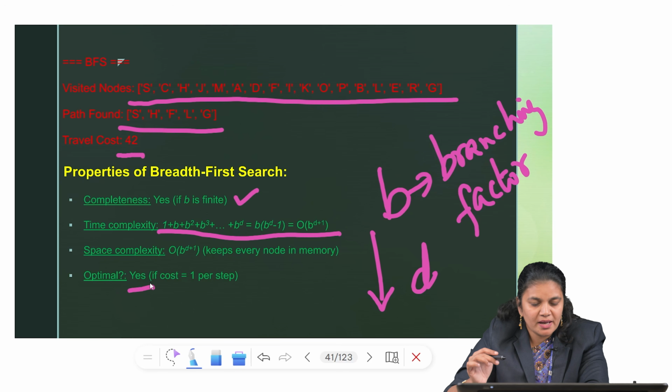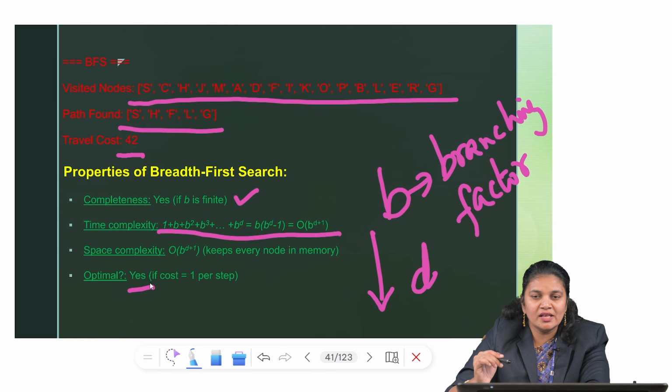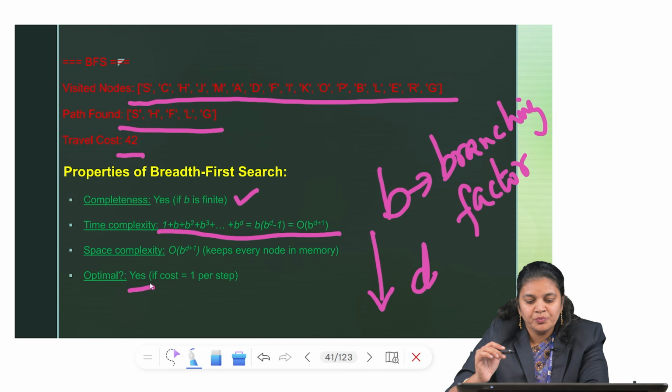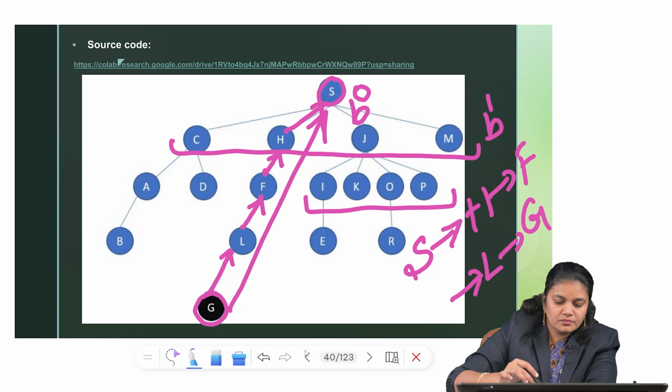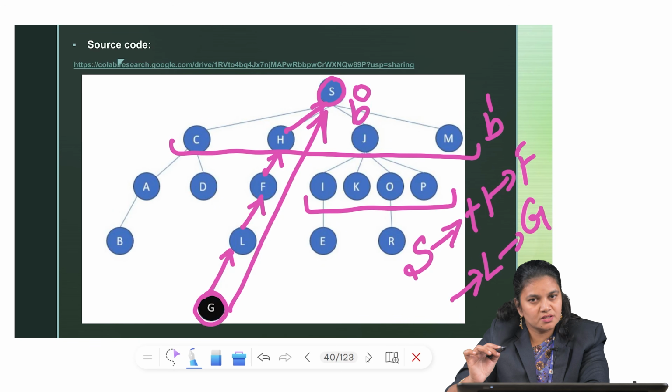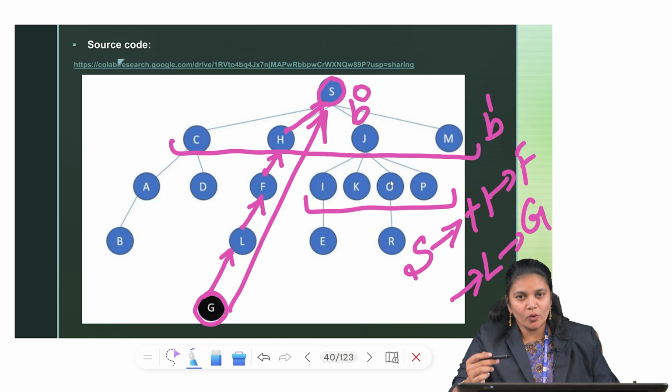And whether it is optimal? It is optimal if the cost of every travel is 1. It will not be optimal if the cost is different. Okay, so this is the final thing about breadth first search. Now let us see the coding part for implementing this breadth first search.